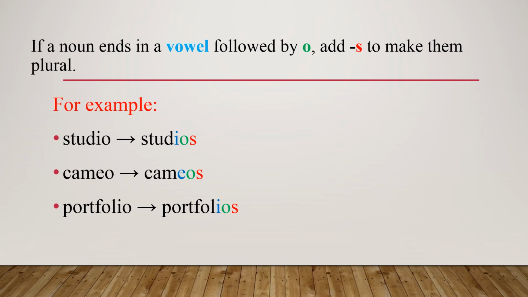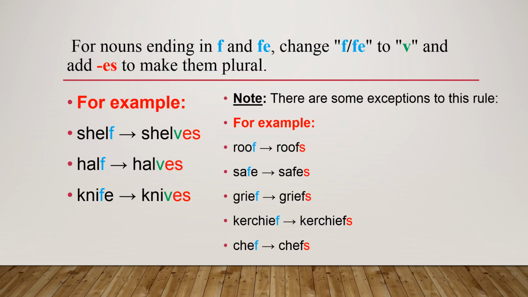If a noun ends in a vowel followed by o, add s to make them plural. For example, studio, studios. We cannot put three vowels i, o, e, s. Studio, studios. Cameo, cameos. Portfolio, portfolios.